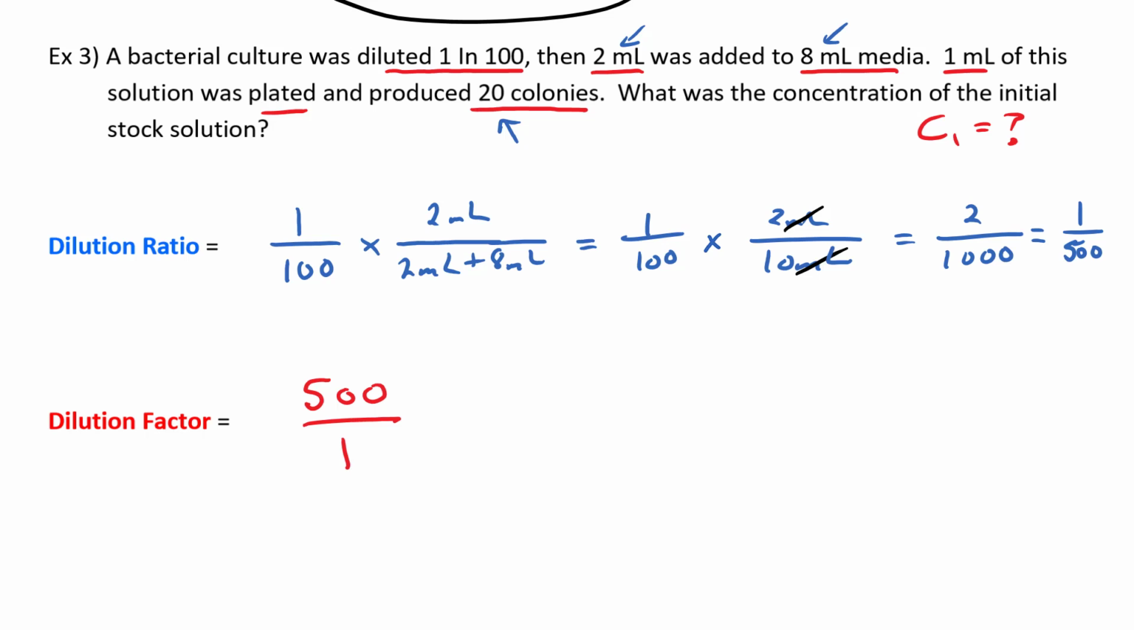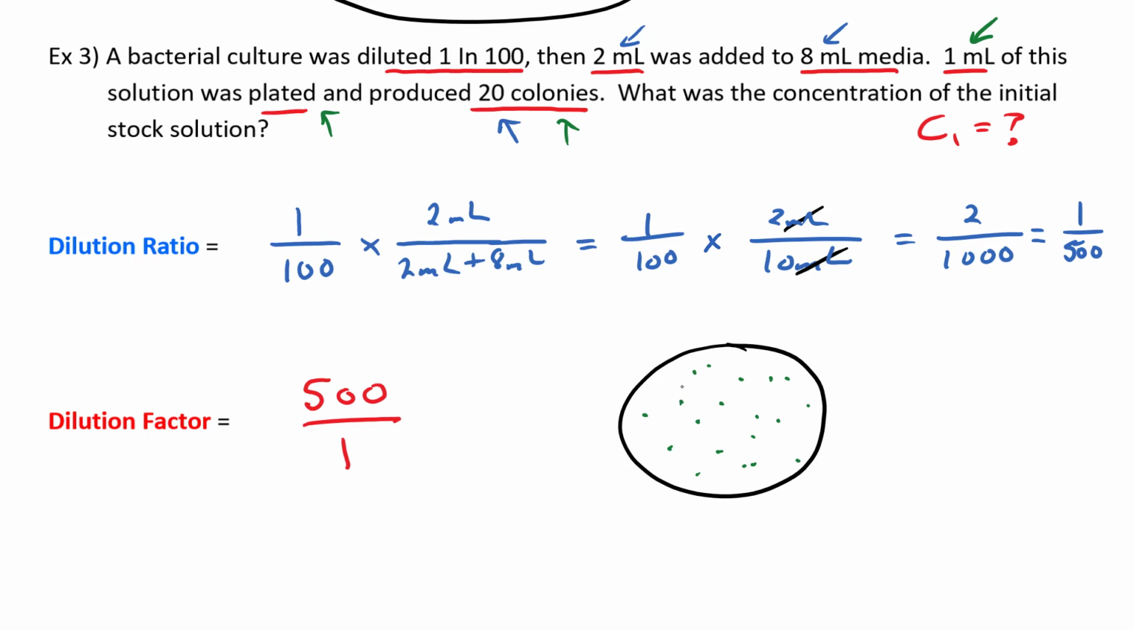It says we took 1 ml of that solution and we plated it, meaning we put it on a plate with growth media, and we obtained 20 colonies. So here's our plate, an agar plate perhaps, and 1, 2, 3, 4, 5, 6, 7, 8, 9, 10, 11, 12, 13, 14, 15, 16, 17, 18, 19, 20. Might look something like that.